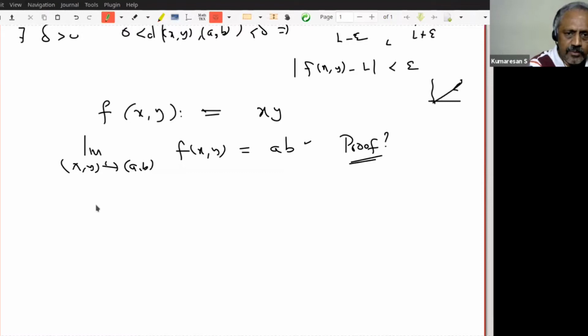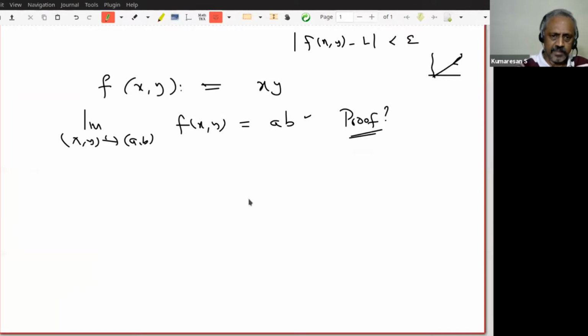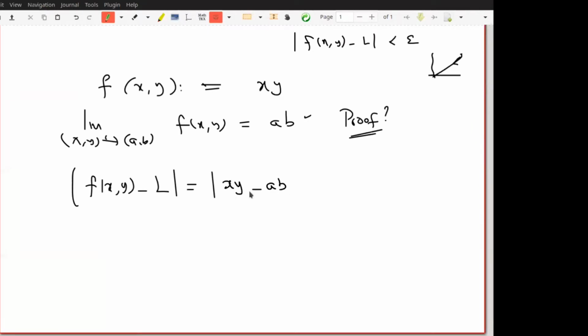Now if I want to prove that, what should I do? Teachers and many books will say let epsilon be given, let delta equal this. That is not the correct way in my opinion, because it's a mystery if you write that. As I said earlier, in the one variable case, I would not bother about epsilon delta. I will bother about estimating this. Epsilon delta will come later. So what is f(x, y)? That is xy. What is L? ab. I have to estimate this.